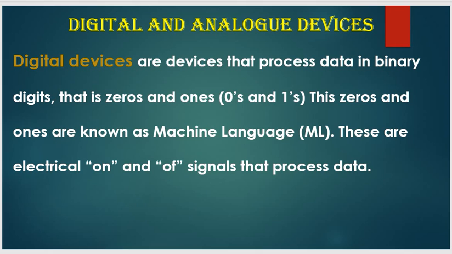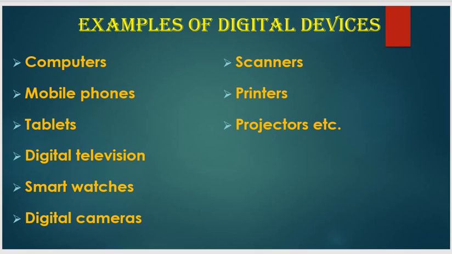Okay. Now let's have a look at some of the examples of devices that are classified as digital devices. As I mentioned earlier on, we have the computer. The computer is one of the examples of digital devices. The next one we have is mobile phones. Mobile phones work the same as computers. They also accept data, process the data, and give out information. Okay, mobile phones also accept data in the form of binary digits or code and work on them.